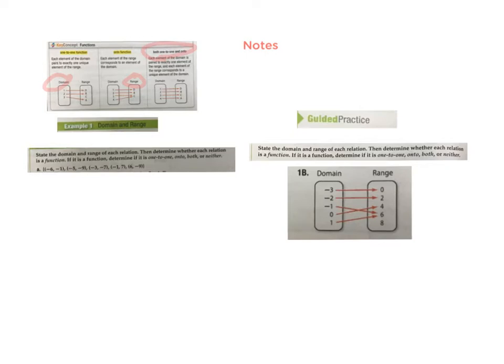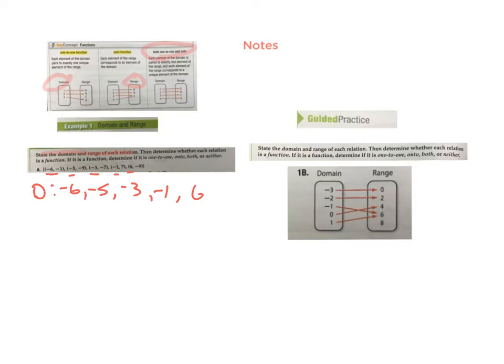So our first example is state the domain and range of each relation. To state the domain would simply be all the x values. So if we look at the x values, we have a -6, a -5, a -3, -1, and a 6. So those are all the domains or x values.